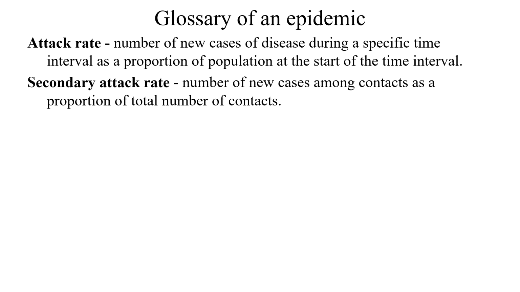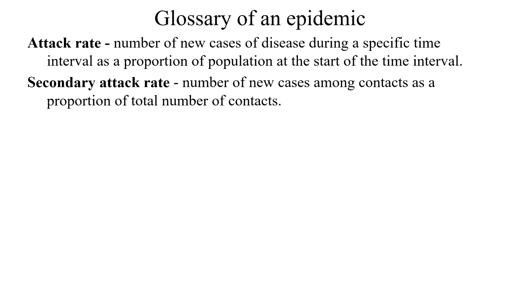Two other things that we hear a lot about. One is attack rate and the other one is secondary attack rate. There's a little bit of difference between the two. The attack rate is the number of new cases of disease during a specific time interval as a proportion of the population at the start of the time interval, meaning how many people in a country, the United States, over a specific period of time have developed this disease as a proportion of the population as a whole. That is the attack rate.